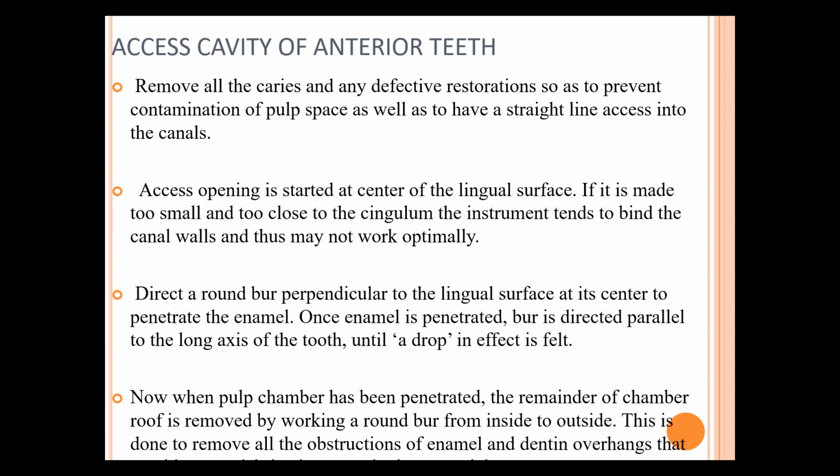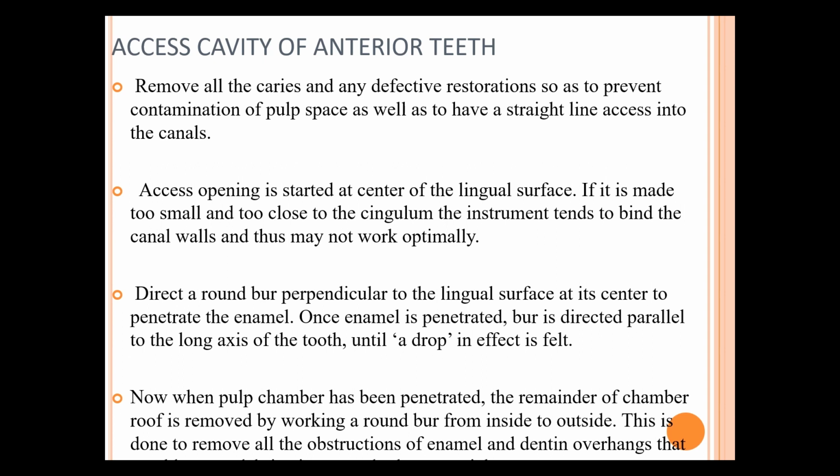Now coming to access cavity of anterior teeth. First of all, remove all the caries and any defective restoration so as to prevent contamination of the pulp space as well as to have straight line access into the canals. Second, the access opening is started at the center of the lingual surface. If it is made too small and too close to the cingulum, the instrument tends to bind on the canal walls and thus may not work optimally.